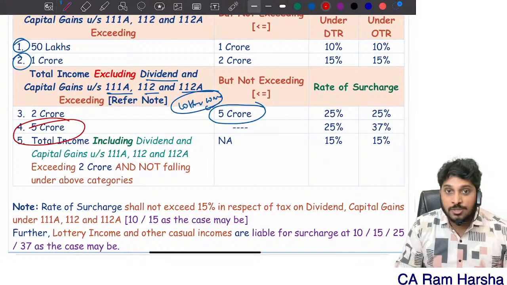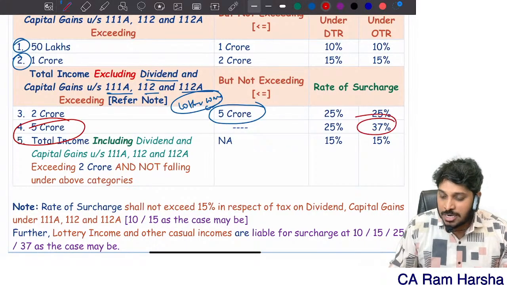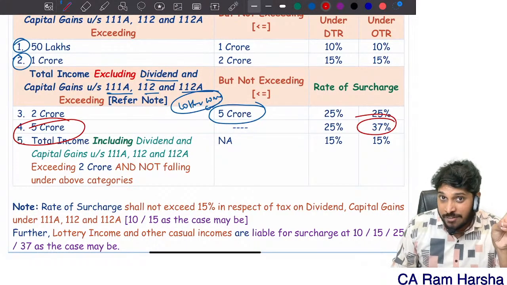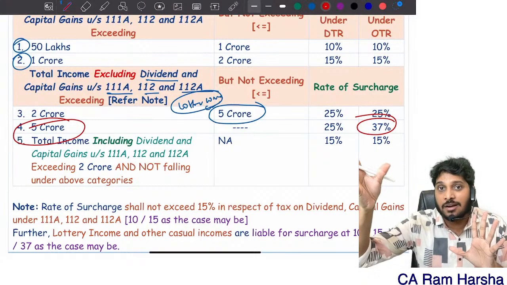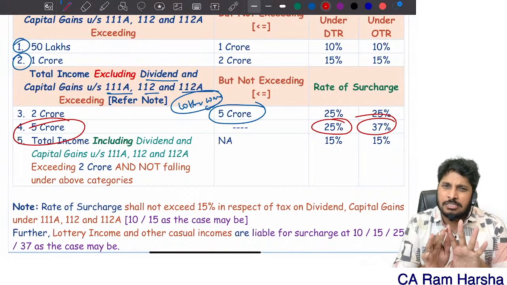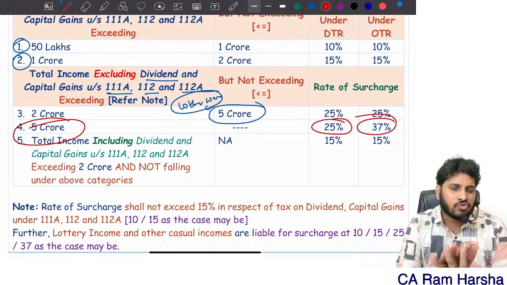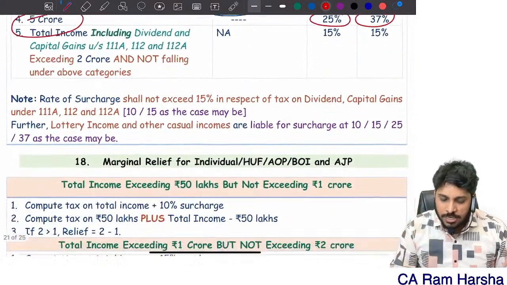Suppose a total income is crossing 5 crore also. Under the optional tax regime, I told you 25, right? Wherever 25 is there, it is 37. Whereas under the default tax regime, it is the same 25. No changes at all. The logic is very simple.